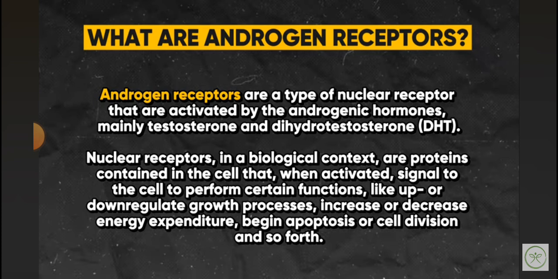You could have a catabolic hormone bind with the androgen receptor because it's competing with DHT and testosterone. Thus, you're breaking down proteins, but you can convert the catabolic hormone to an androgen, so it doesn't have to compete with the myocytic androgen receptor. So, up and down-regulate growth processes, increase and decrease energy expenditure, begin apoptosis or cell division, and so forth. Apoptosis means loss of cells.